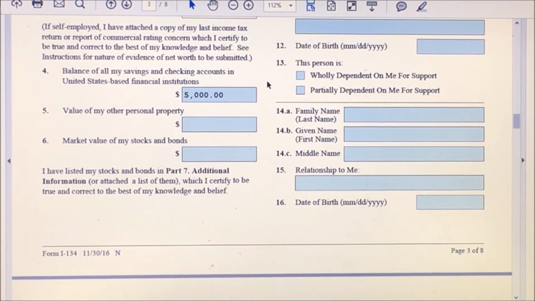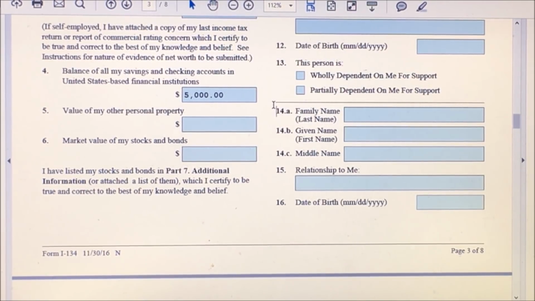So let's say you have on deposit in a savings bank in the United States. So write the amount of money you have in the bank. You can write the amount you have in checking or savings or money market, certificate deposits. You should provide the bank statement to prove this. So we just write 5,000. So my sponsor needs to give me his bank certificate stating this amount. Okay, you need the supporting documents for this.